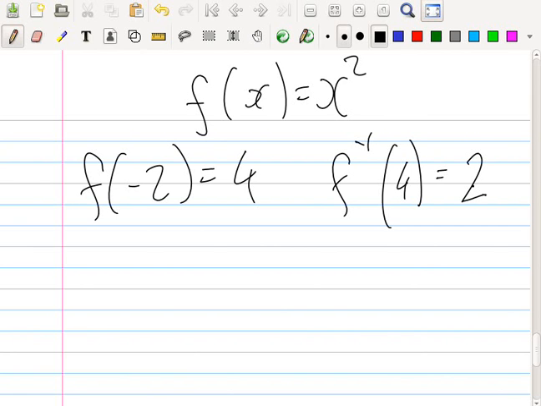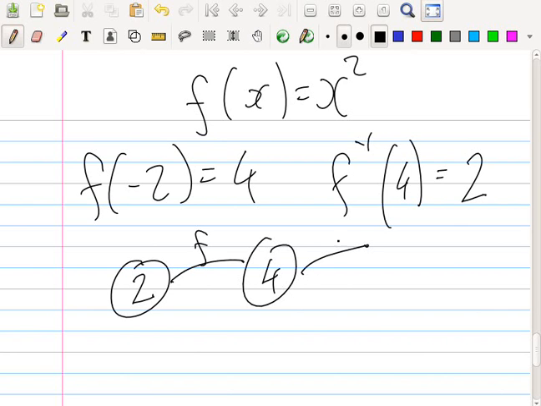Have I gotten back to the original? No, because I started with minus 2 and the f took me to 4 and the f inverse took me to 2. I am not back where I started. Why did it go wrong here? What is so special or not special about this function?